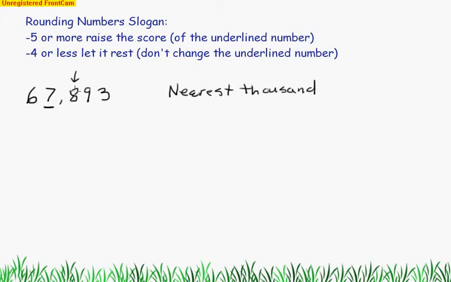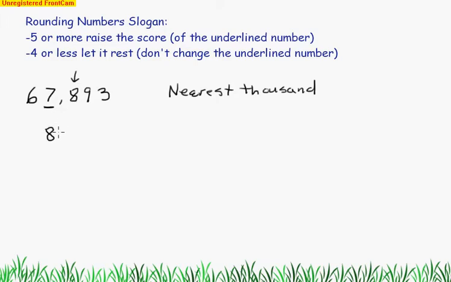If this is 5 or more, raise the score of the underlined number. So I would raise that 7 to an 8. If this number was 4 or less, I would let it rest. Don't change this underlined number. So as you can see, the number is 5 or more, so I'm going to raise this score of the underlined number from a 7 to an 8.